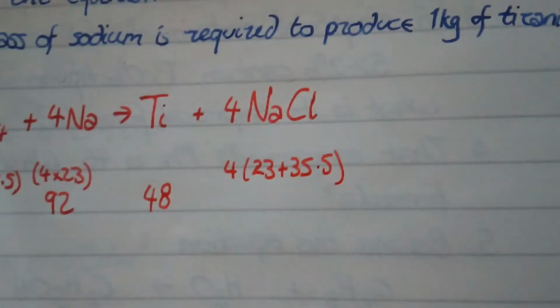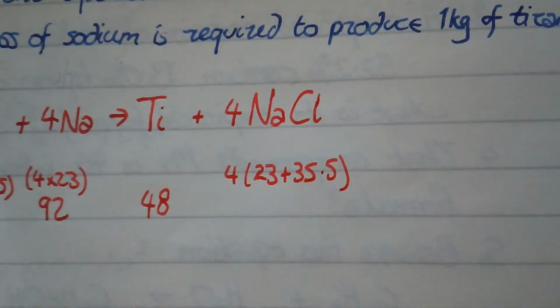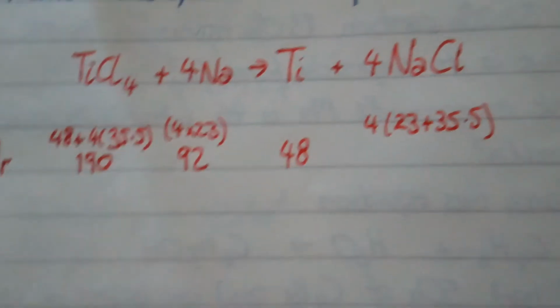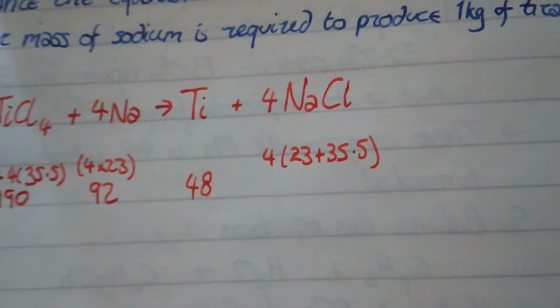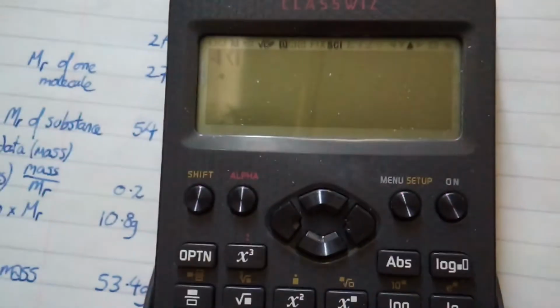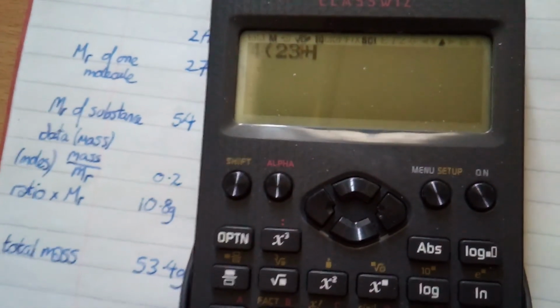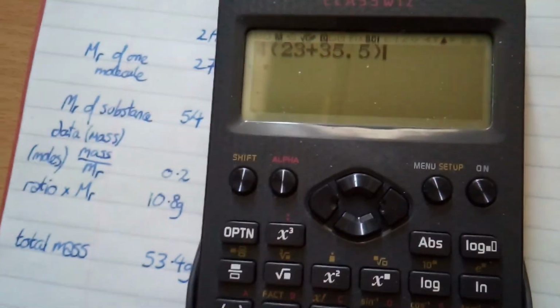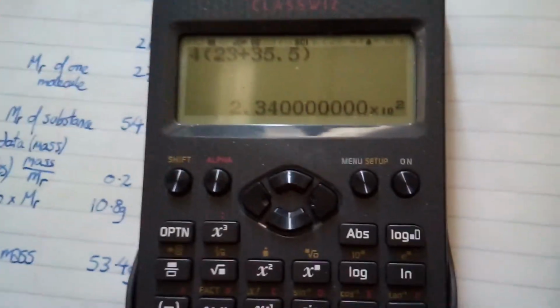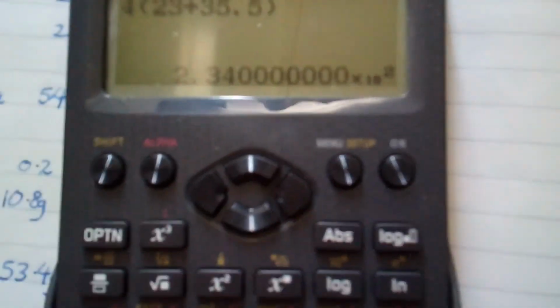So that's 4 lots of 23 plus 35.5. Mommy, do you need this away? Yes, please, darling. So I've got Theodore helping me again. He's absolutely brilliant. So 4 lots of 23 plus 35.5, and that gives me 234.